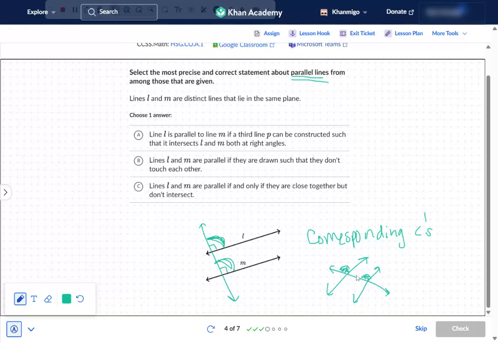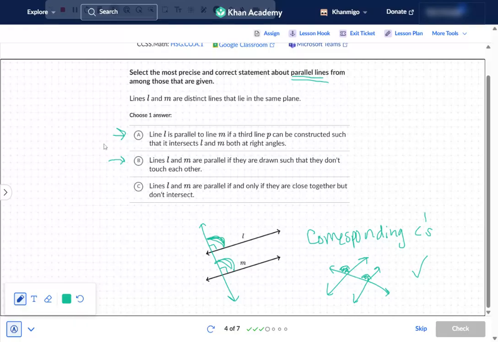They're saying, hey, we've got corresponding angles. Now the lines must be parallel. So I'm going to guess it's going to be A. This is just like a backwards proof where, instead of starting with given the lines are parallel, we're given corresponding angles, and now we're finding out that they're parallel. Okay, that sounds a little bit confusing. Let's just make sure. Option B, lines L and M are parallel if they can be drawn so that they don't touch each other. Okay, that sounds good.